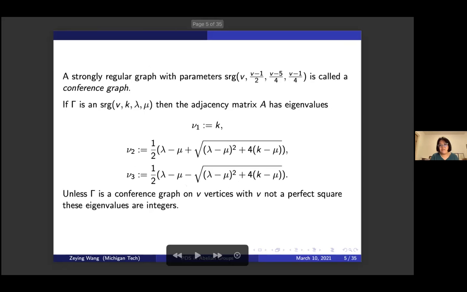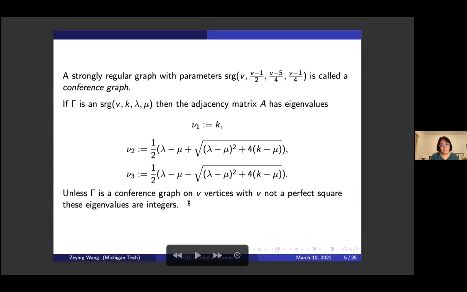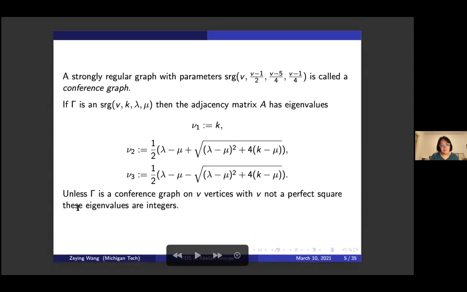It has been studied well that the adjacency matrix of a strongly regular graph has exactly 3 eigenvalues, and we also know the multiplicities. Here I want to emphasize one thing. Most of the time, the eigenvalues of a strongly regular graph are integers, except in the special case when the graph is a conference graph on v vertices where v is not a perfect square.